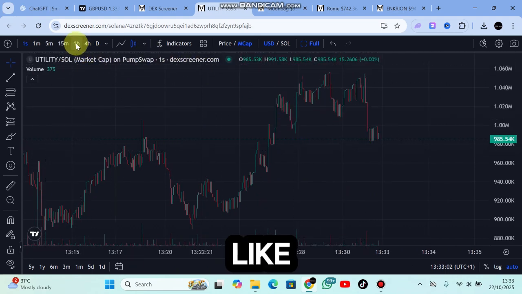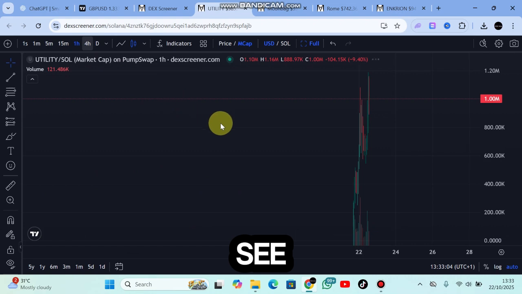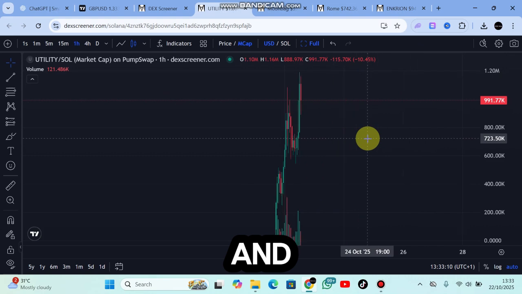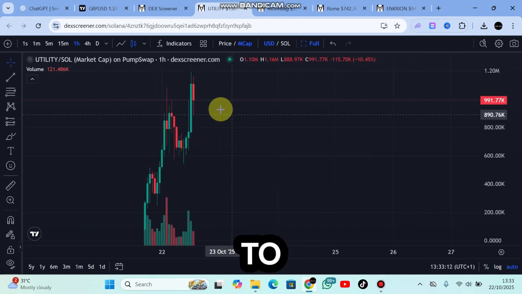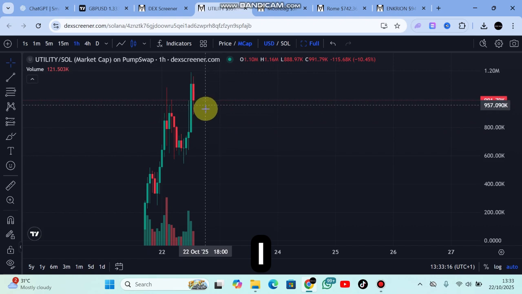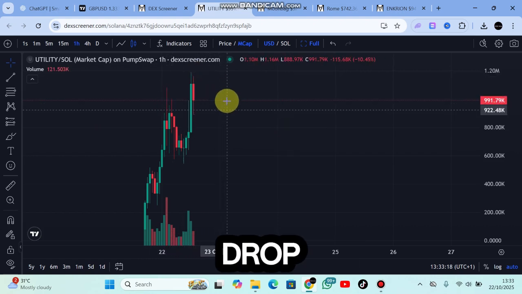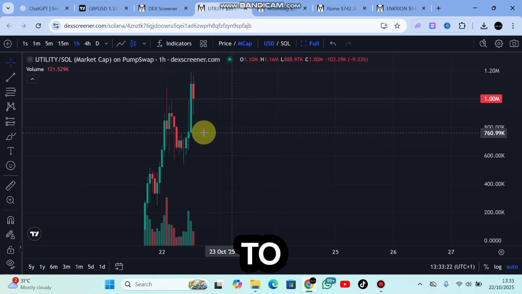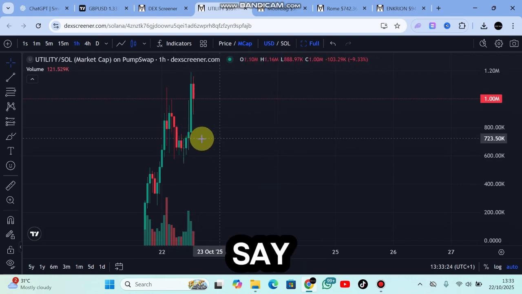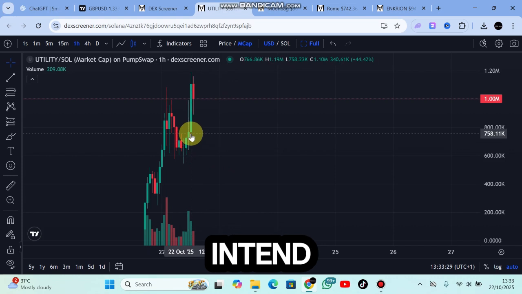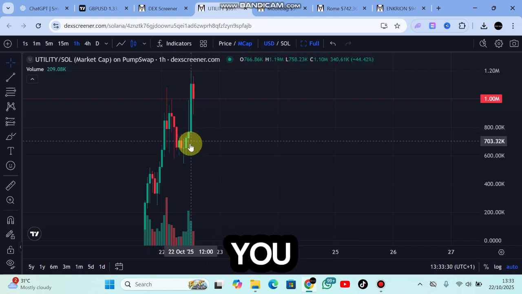Basically, I like to see the highest point that the coin has gone to, which is about 1.2 million market cap, and this coin has retraced to about now. If I want to buy this particular coin, I potentially wait for it to drop. So if this coin could dip to about, let's say, 800k market cap or 700k market cap, I might enter the coin, I might buy at this particular place.